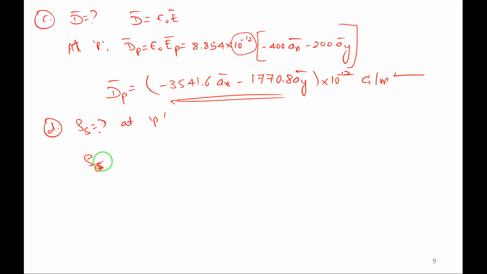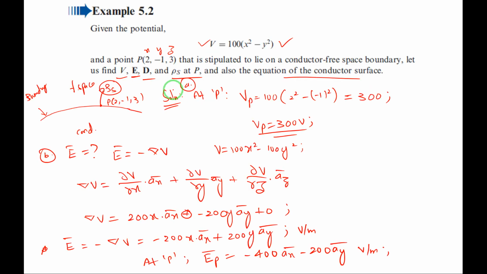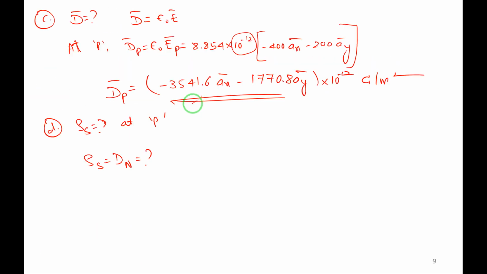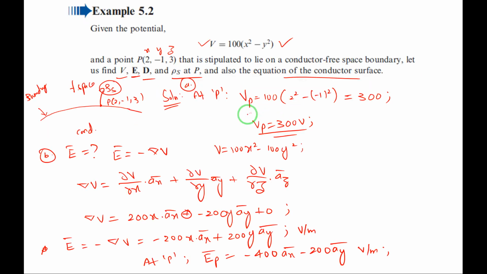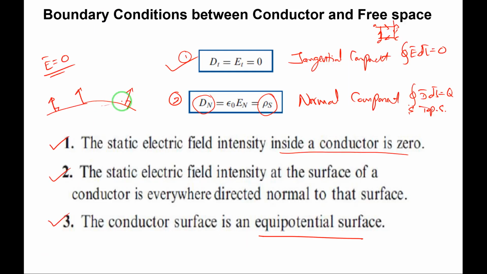So if I want rho s, it is equal to Dn, the normal component of the field. What is Dn? Observe here, we got D vector at point P, right? So I want only normal components. Since point P is lying on the boundary, what about tangential component? It is 0, Et is 0. So I don't have any tangential component. Only D vector I have is nothing but Dn into an, the normal component. Tangential component is 0 on the boundary, because we know Dt equal to Et equal to 0.